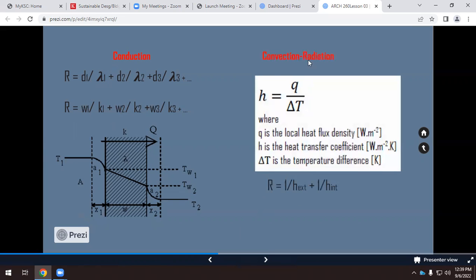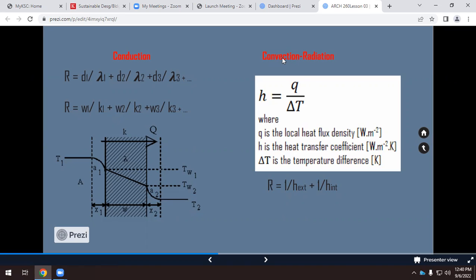And then for convection and radiation, we have an extra thermal resistance, and we use this H value. The thermal resistance is 1 divided by H, the external one, or the internal one. So this coefficient takes into account the heat transfer through convection and radiation, because we don't have a solid. The air that we have here is not a solid. So that's why we can calculate this thermal resistance like this.